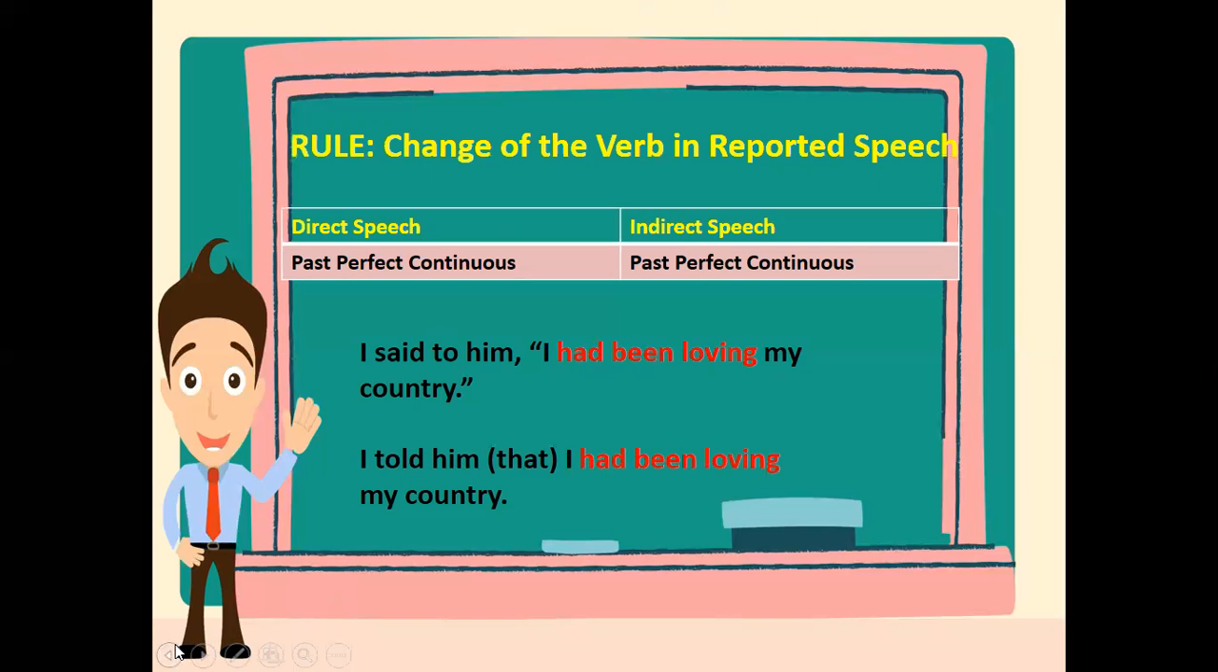So past perfect continuous tense, sorry for the mistake. So past perfect continuous tense is also unchanged. If you have had been loving, it will remain had been loving. So I said to him, "I had been loving my country." It will remain the same. I told him that I had been loving my country. So remember, past perfect tense and past perfect continuous tense, they both remain unchanged. Tense will remain same. Now we move further.